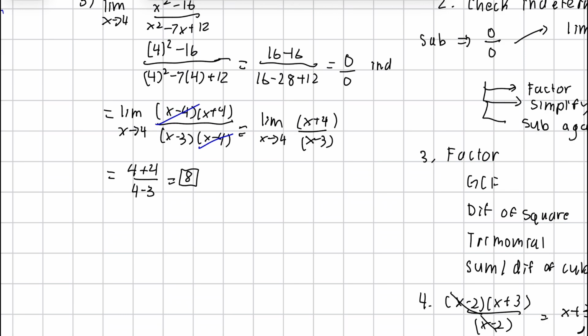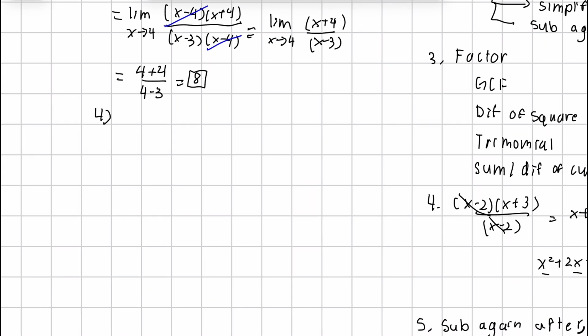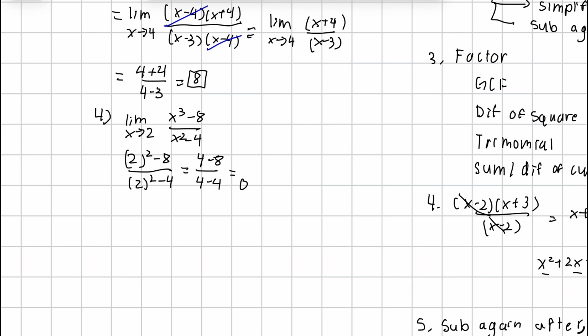So now let's do our next example, where we have the limit as x approaches 2 of x cubed minus 8 over x squared minus 4. Direct substitution is going to give us 2 to the power of 3 minus 8 over 2 squared minus 4. 2 squared is 4, minus 4, so we get 0 in the denominator. The numerator is actually cubed, so that is 8 minus 8, giving us 0 over 0, an indeterminate form.